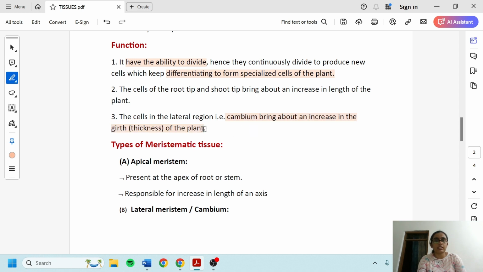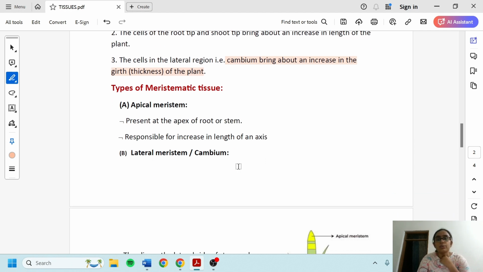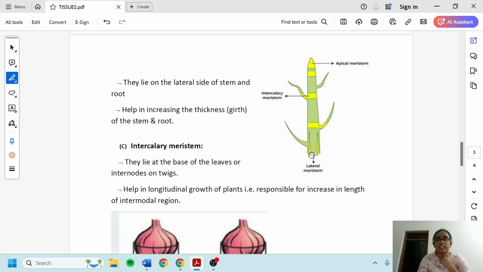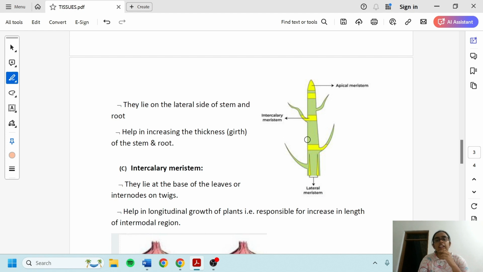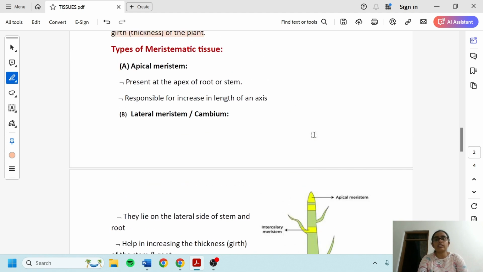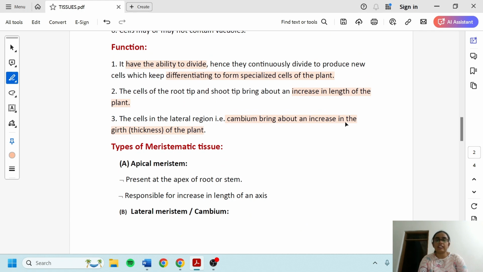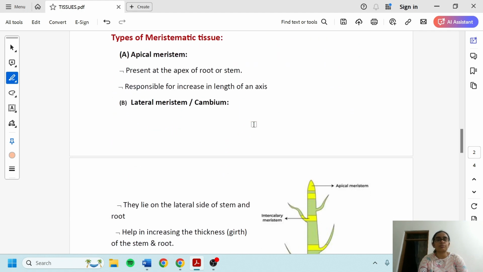I'll explain this by showing you a diagram. If we talk about the root and shoot, they grow and increase in length. Whereas if we talk about the lateral division, that means this part, they grow in thickness, and you have an example of cambium.